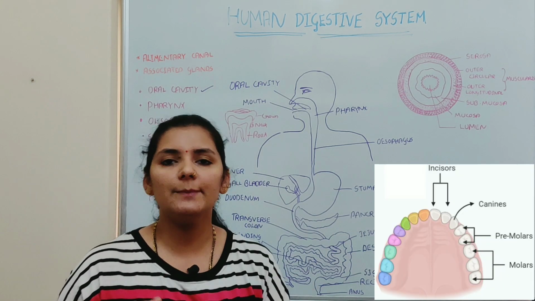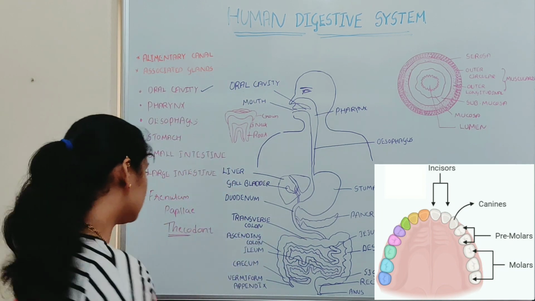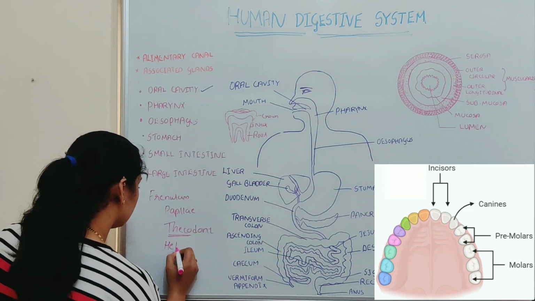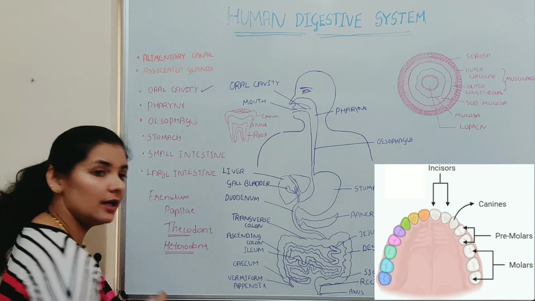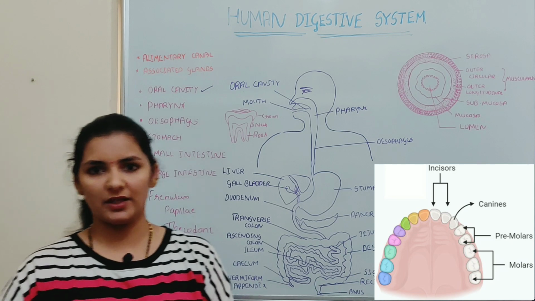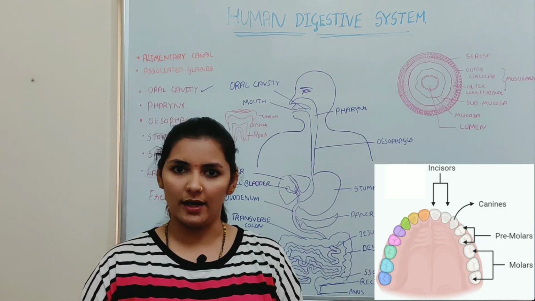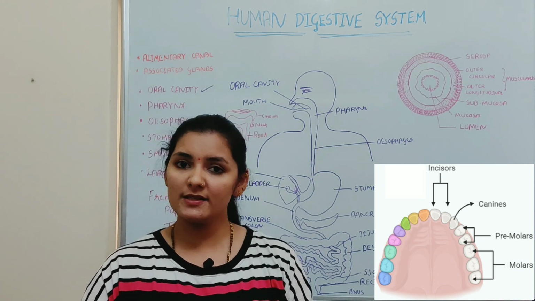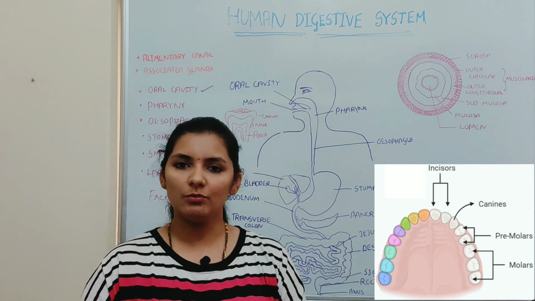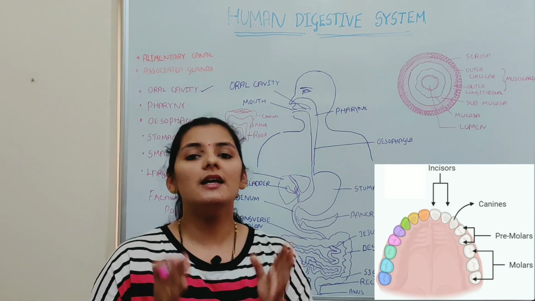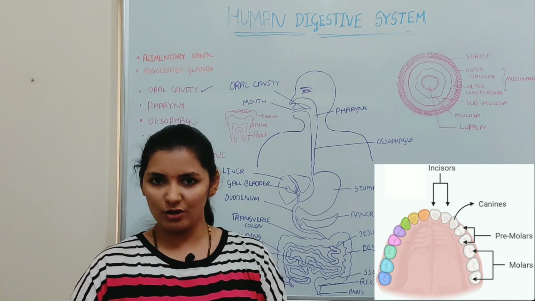Humans have different types of teeth to perform different functions. Such type of dentition is known as heterodont. Hetero means different, so different types of teeth. There are mainly 4 types of teeth, that is incisor, canine, premolar and molar. Starting from the front, humans have 2 incisors, 1 canine, 2 premolars and 3 molar teeth. This represents the arrangement of teeth in each half of the upper as well as lower jaw.